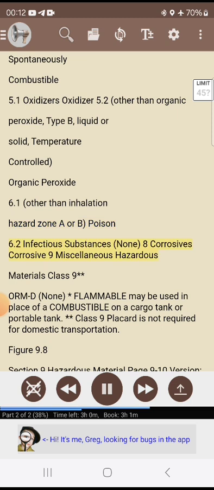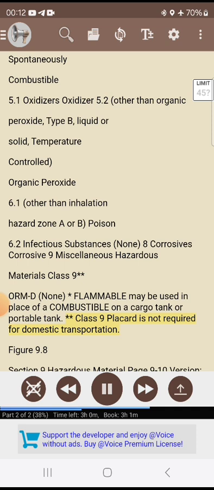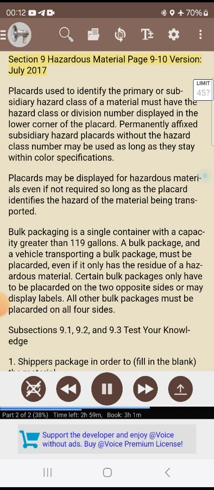Miscellaneous hazardous materials, class 9*. ORM-D, none. Flammable may be used in place of combustible on a cargo tank or portable tank. Class 9 placard is not required for domestic transportation. Figure 9.8. Section 9 Hazardous Material, page 9-10, version July 2017.